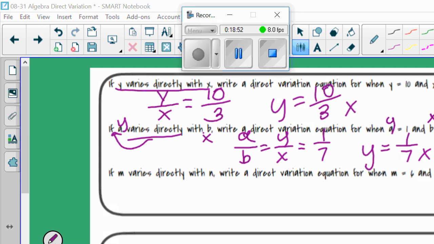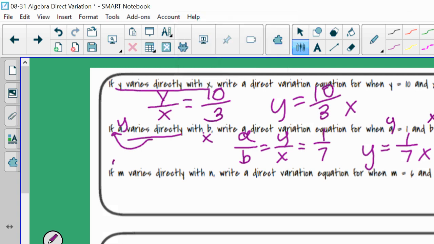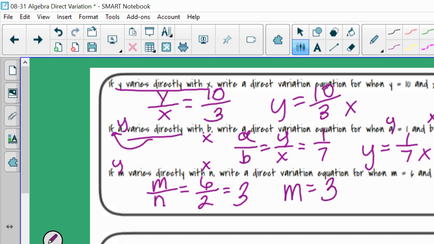Okay, so if M varies directly with N, M would be my Y, N would be my X. Write a direct variation equation for when M equals 6 and N equals 2, and then find N when M equals 12. So we're adding extra stuff here. So I'm going to have M over N, which is also Y over X. So I'm going to have 6 over 2, which equals 3. So my equation is M equals 3 times N.